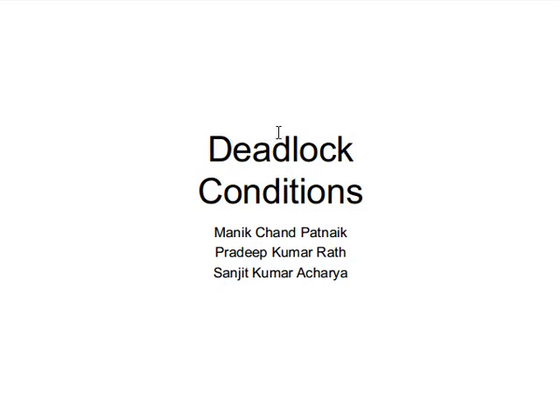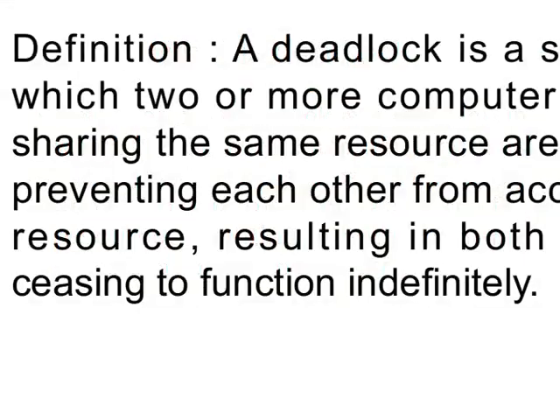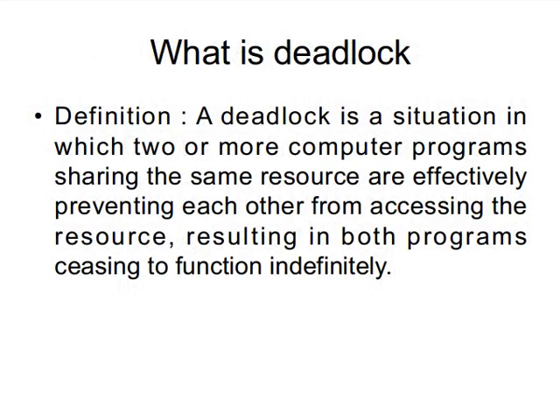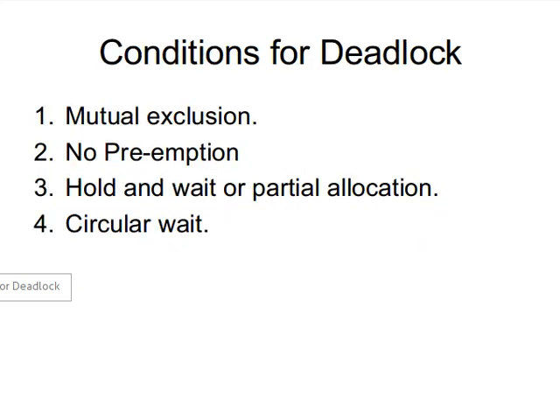Today we are here to present deadlock conditions. Before going to deadlock, let's know what is deadlock. Coming to the definition, a deadlock is a situation in which two or more computer programs sharing the same resource are effectively preventing each other from accessing the resource, resulting in both programs ceasing to function indefinitely. So this situation is known as deadlock.